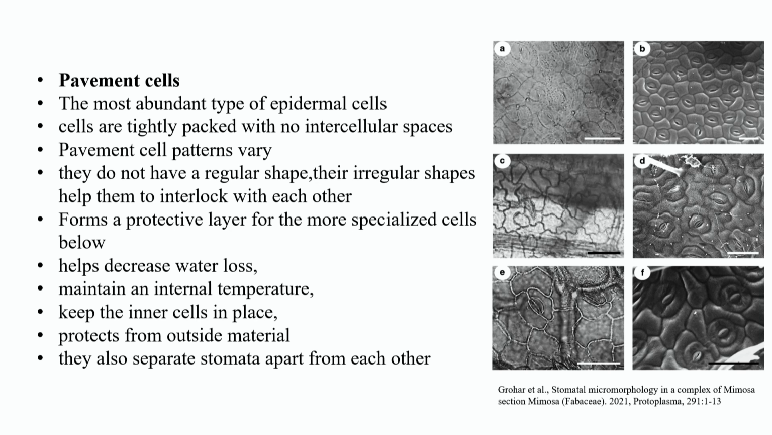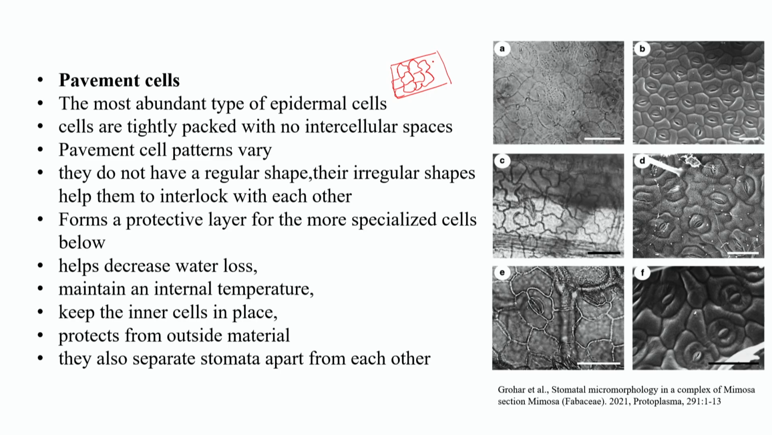Now coming to the pavement cells. Now these pavement cells are the basic epidermal cells or the most abundant epidermal cells. Suppose you imagine this is the surface of a leaf, and you will find lots of epidermal cells. Okay. So these are also known as pavement cells.